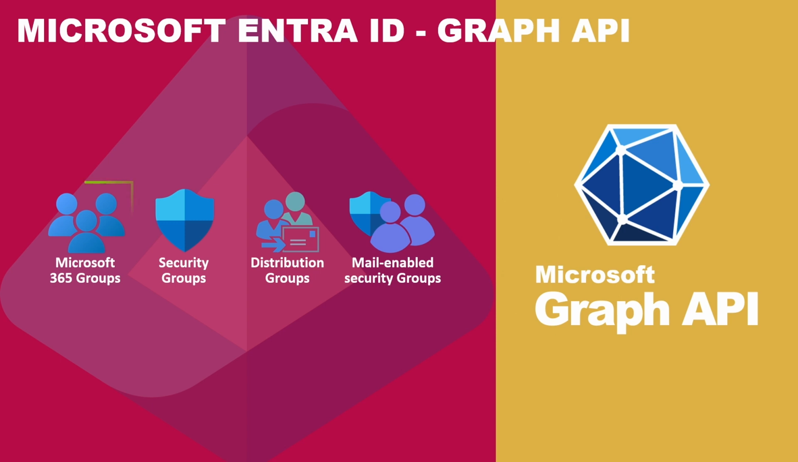Please note that only Microsoft 365 groups and security groups are manageable through the Microsoft Graph Group API, while distribution groups and mail-enabled security groups are read-only.